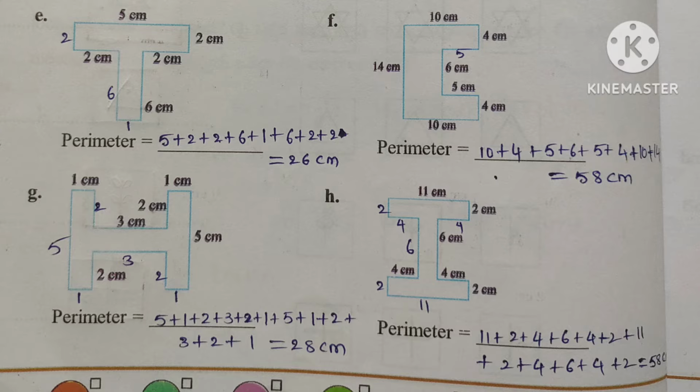Last one, perimeter of figure H equals 11 plus 2 plus 4 plus 6 plus 4 plus 2 plus 11 plus 2 plus 4 plus 6 plus 4 plus 2 equal to 58 centimeters.